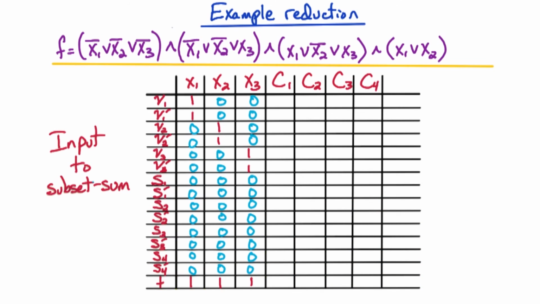So now we know that any solution to the subset sum problem corresponds to an assignment. Now we have to ensure that it corresponds to a satisfying assignment. So for that, we use these remaining 4 digits.